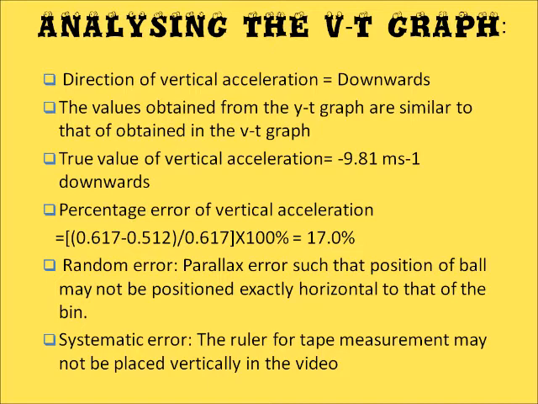An example of a random error is parallax error, such that the position of the ball may not be positioned exactly horizontal to that of the bin. An example of systematic error is that the ruler for tape measurement may not be placed vertically in the video.